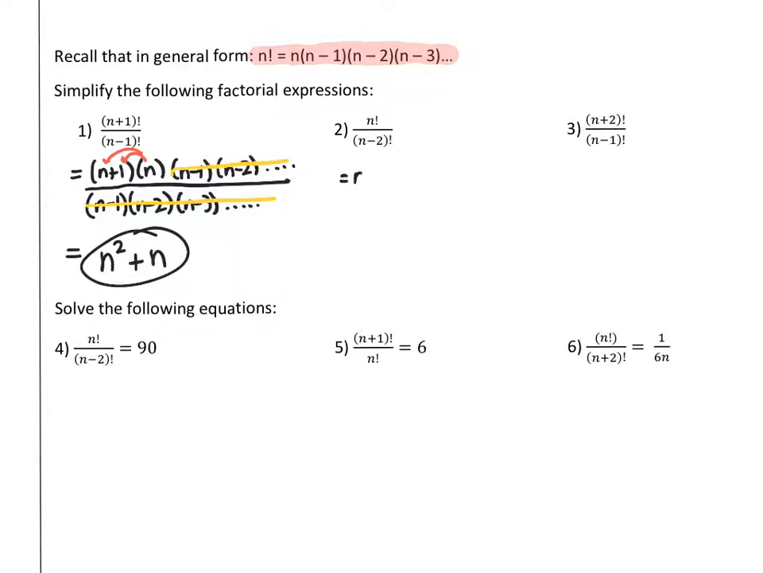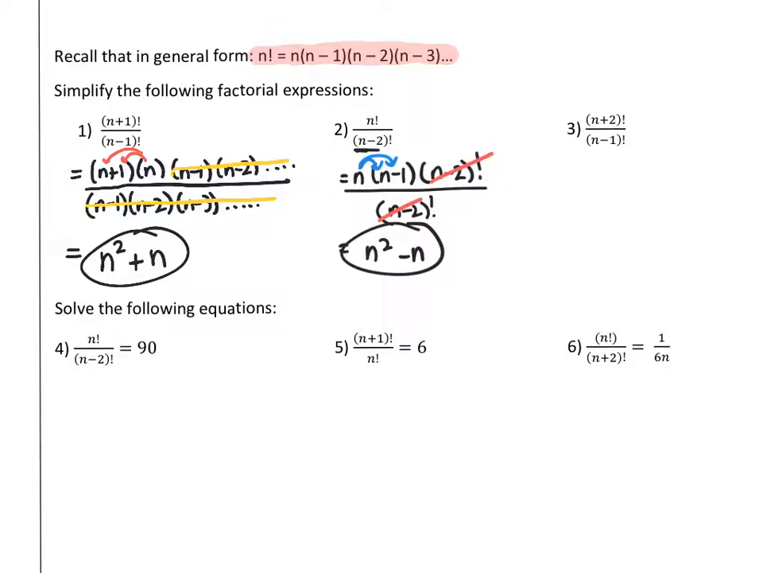So this is going to be n times n minus 1 times n minus 2 factorial, because it would be n minus 2, n minus 3, n minus 4, whatever, keep going. The reason I stop it there is because I looked ahead and I knew that on the bottom I have n minus 2 factorial. So those will cancel away, and I'm left with, when I distribute into my bracket, n squared minus n. Okay, let's do one more.